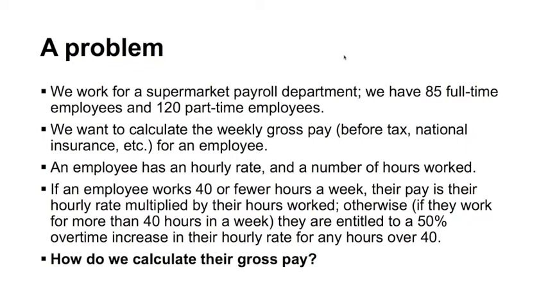So everyone has an hourly rate and a number of hours that they've worked that week. And if an employee works 40 or fewer hours a week, their pay is the number of hours times their hourly rate. However, if they work more than 40 hours, they're entitled to a 50% increase in their hourly rate as overtime for the hours over 40. So how do we calculate an employee's gross pay?